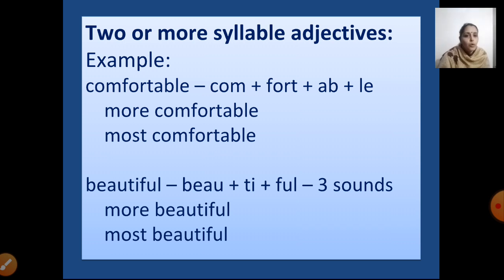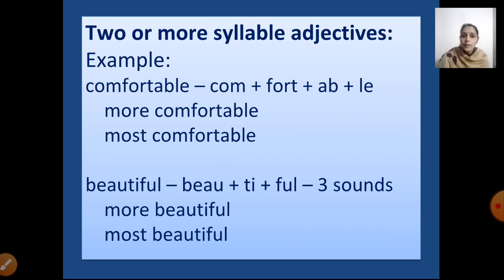Now let us see one more word. Beautiful. B-E-A-U, beau. Now children, E-A-U, three vowels are there and they are coming together, but the sound is one. Beau. So there's only one sound. Beau, then T, so the sound of I. T, full, again the sound of U. So beau, T, full.